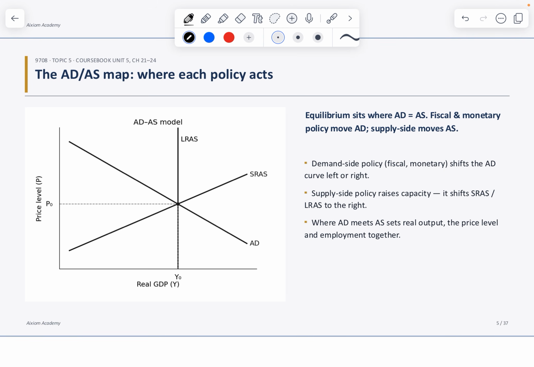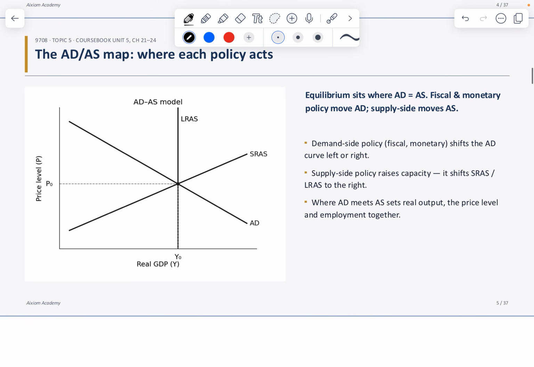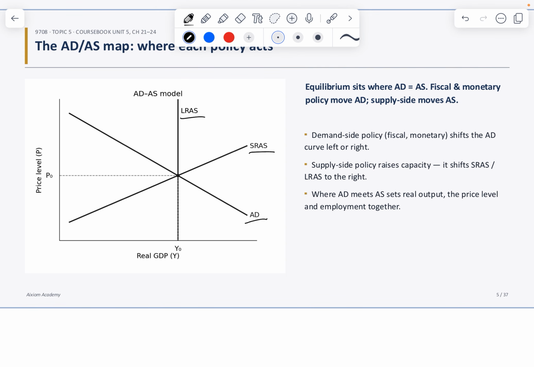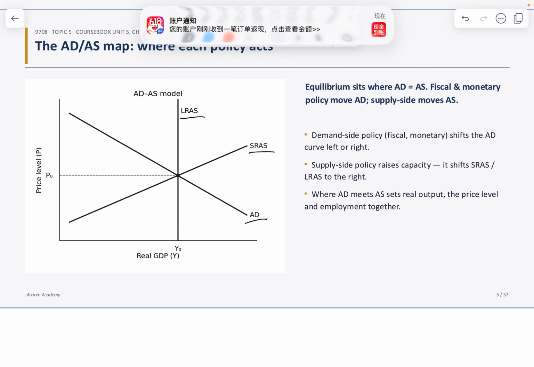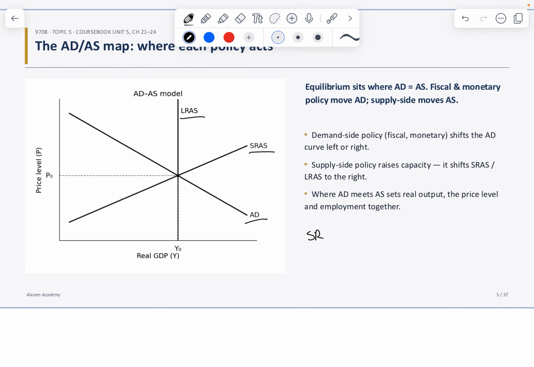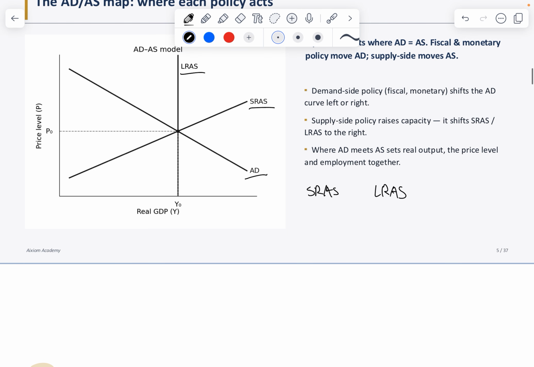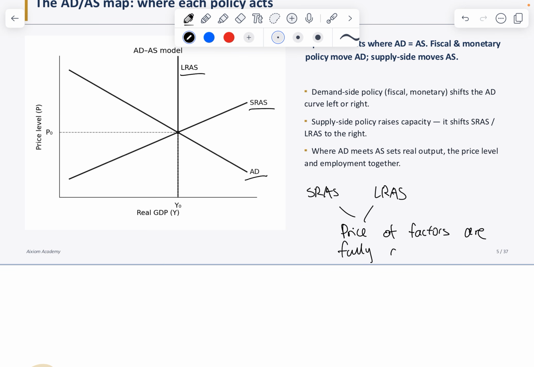And here is the analytical framework that we are going to use when talking about policy, which is the AD-AS model. We have the aggregate demand, the short-run AS, and the long-run AS. Of course, we will talk about this analytical framework in more detail in a separate lesson. But just to mention here that the difference between short-run AS and long-run AS is whether prices or factors are fully adjustable.